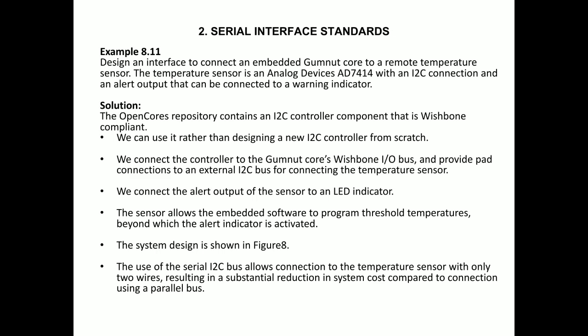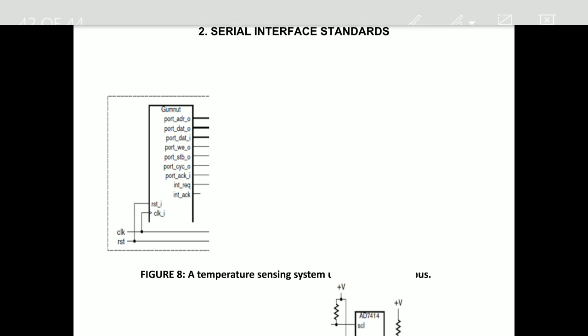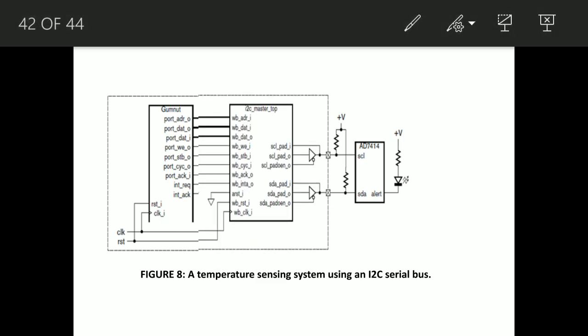The solution is to obtain a GumNet core, a temperature sensor, and also an LED indicator. We shall see how to design this. Take a GumNet core processor and a temperature sensor device. Now use a serial interface device. What type of serial interface device are they asking for? I2C. We'll use an I2C serial interface device.